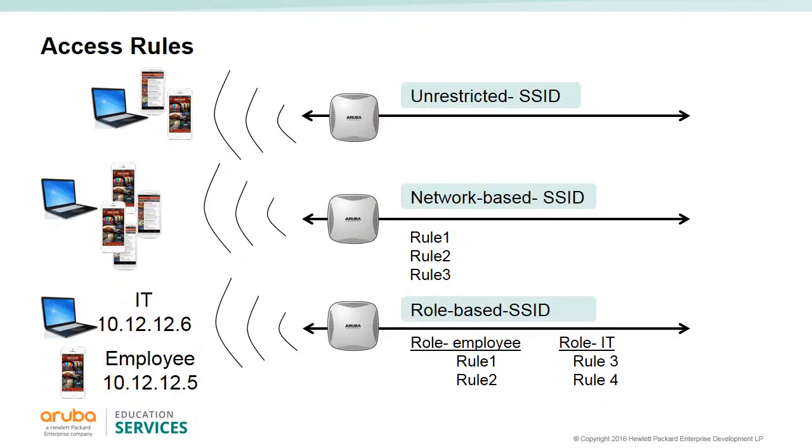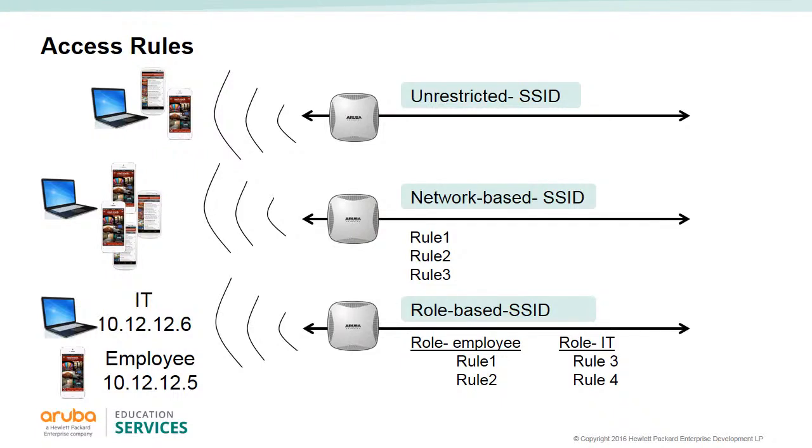There are three types of SSID access rules we will discuss in this module: unrestricted, network-based, and role-based SSIDs. An unrestricted SSID is the same as any permit. All devices associated with this SSID can pass traffic unrestricted by the firewall. Network-based SSIDs have rules that are imposed on all devices associated to a specific SSID. For example, if there is a rule that blocks pings, then all devices on the SSID would be denied ping traffic.